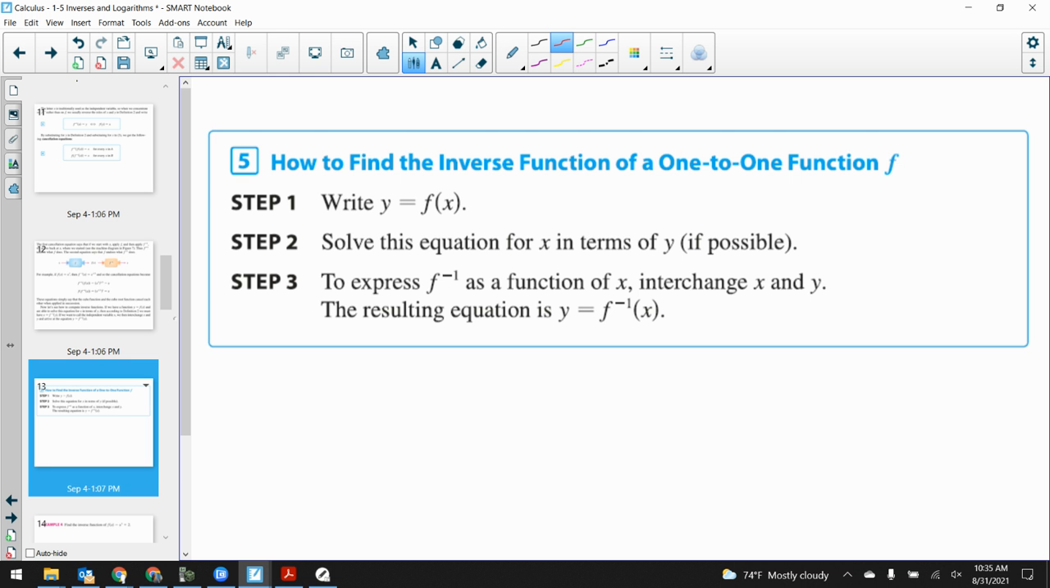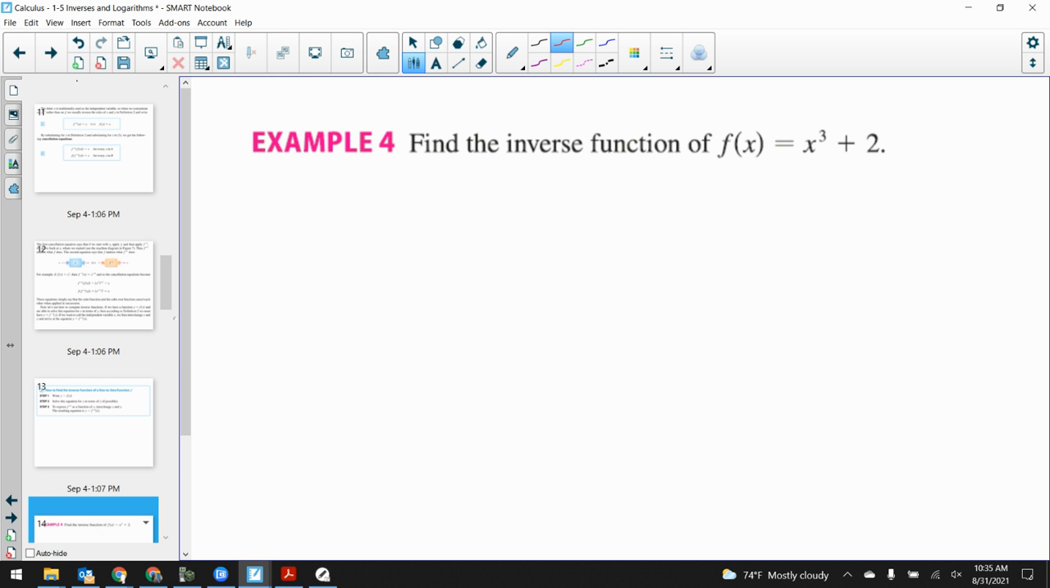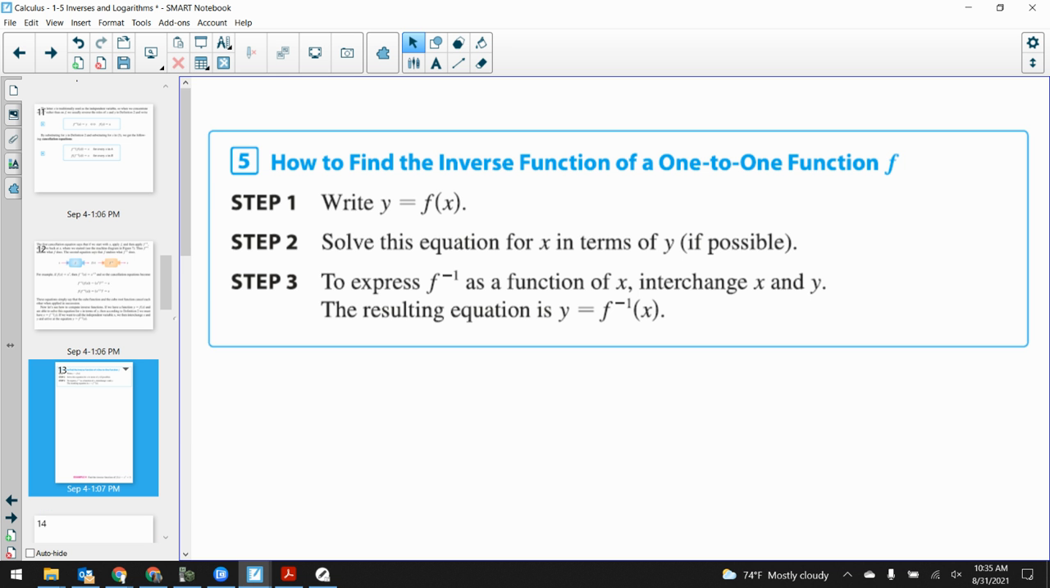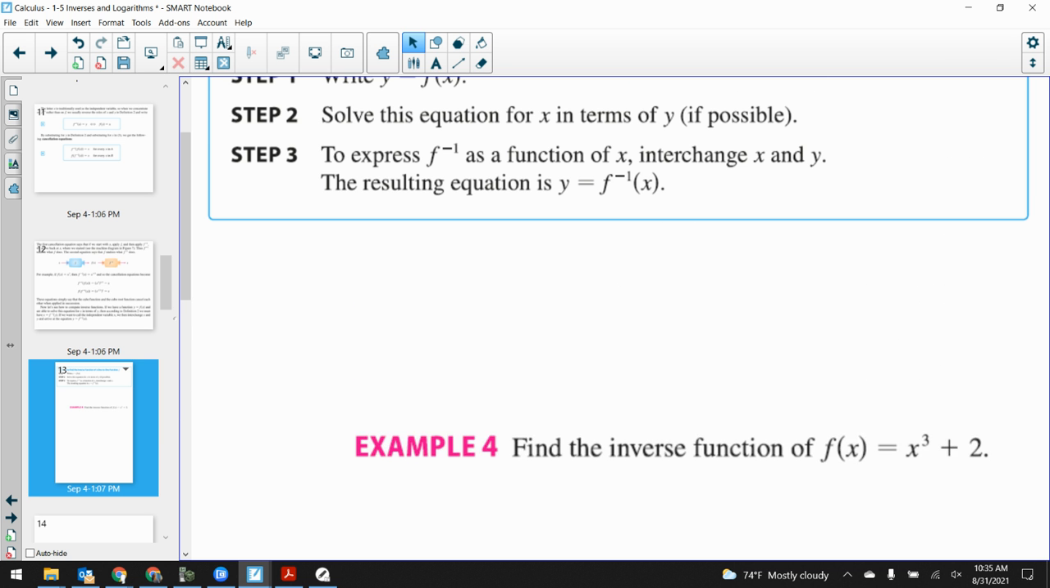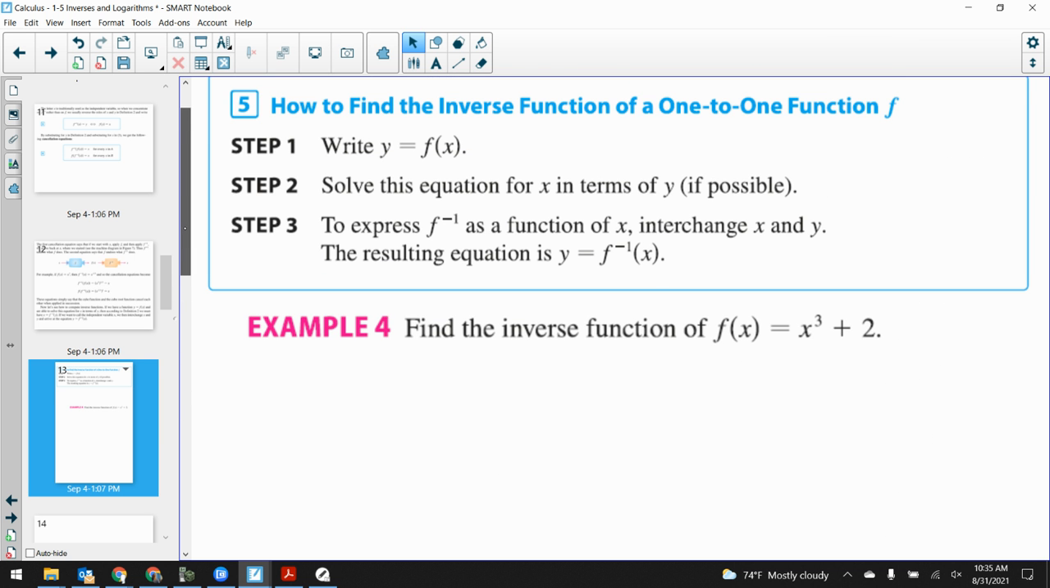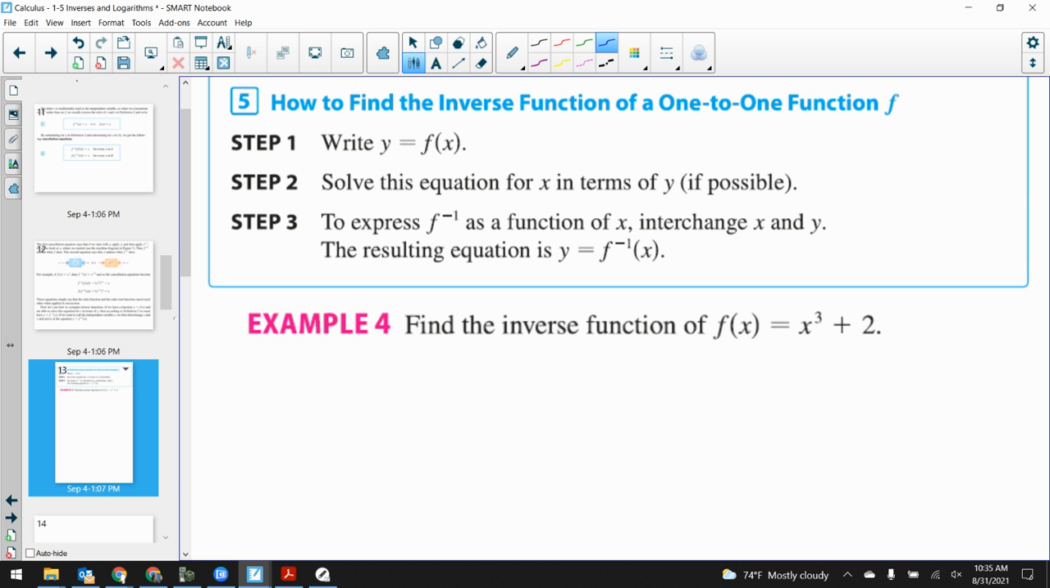I know I still see some people writing, so I'm just going to pull this over here, put it right underneath it. There we go. Okay. Find the inverse function of f of x is equal to x to the third plus 2. A very simple equation to solve.